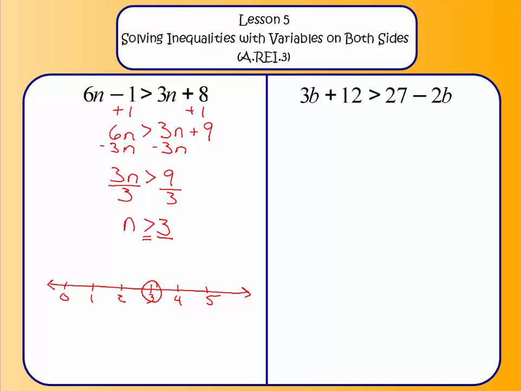And then I need to shade one direction or the other. And how do I know? Well, I try a number. Let me pick the number 0. Let me see. Is 0 greater than 3? No, it's not. So I do not want to shade towards 0. I want to shade the other direction, that way. I want everything greater than 3.